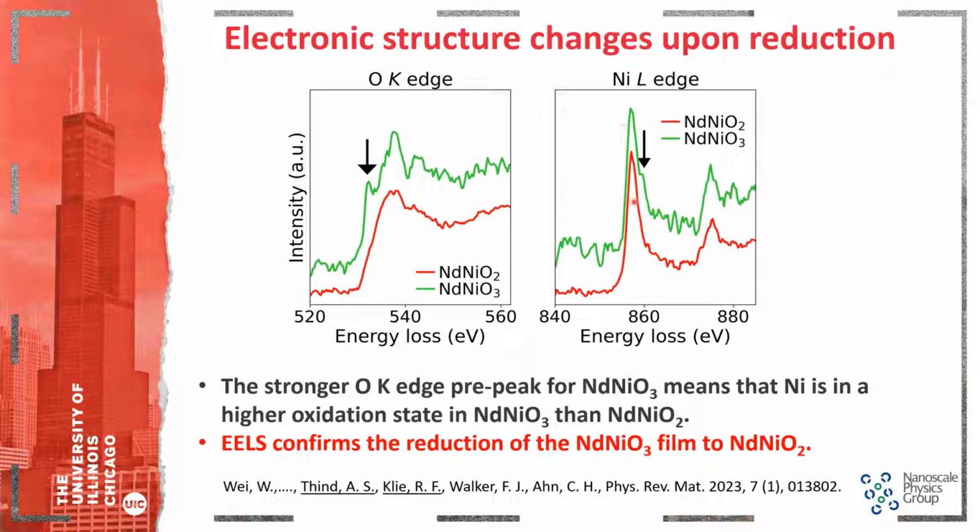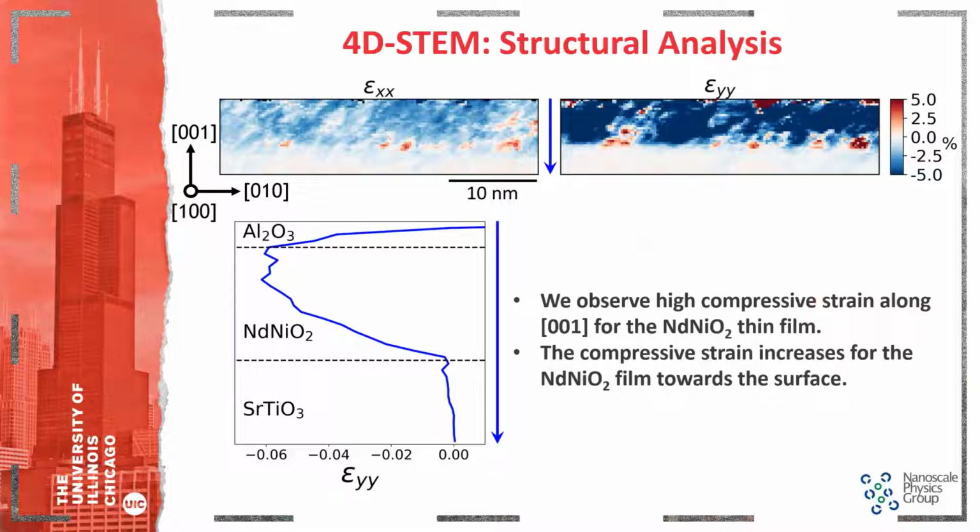We can see similar fine structure changes in the nickel L-edge, where the disappearance of this shoulder corresponds to the reduction of nickel going from the perovskite phase to the square planar nickelate phase. So this is from EELS. Now what we do is strain analysis using a nanobeam diffraction method.